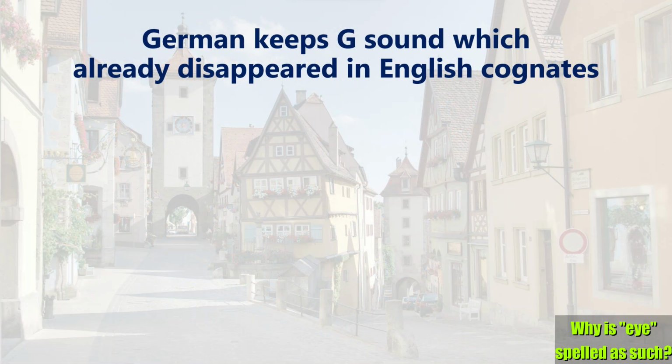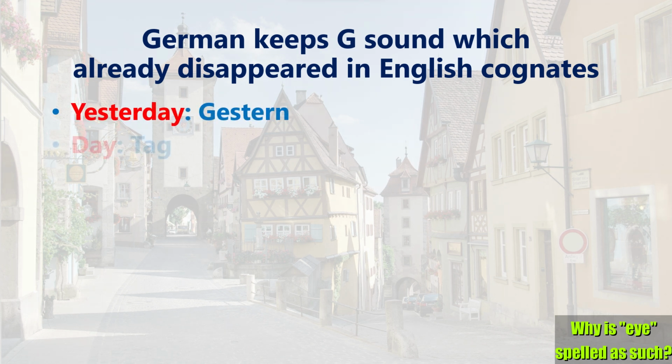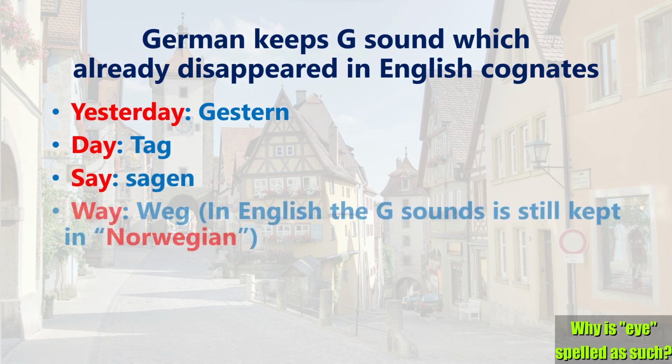Returning to the topic that Y in English indicates occasionally that it used to be G, this is more obvious when we compare English words with German ones. Yesterday in English is "gestern" in German, day in English is "Tag" in German, say in English is "sagen" in German, and way in English is "Weg" in German. Remember that the adjective of Norway is Norwegian, where you see that G is still kept intact.